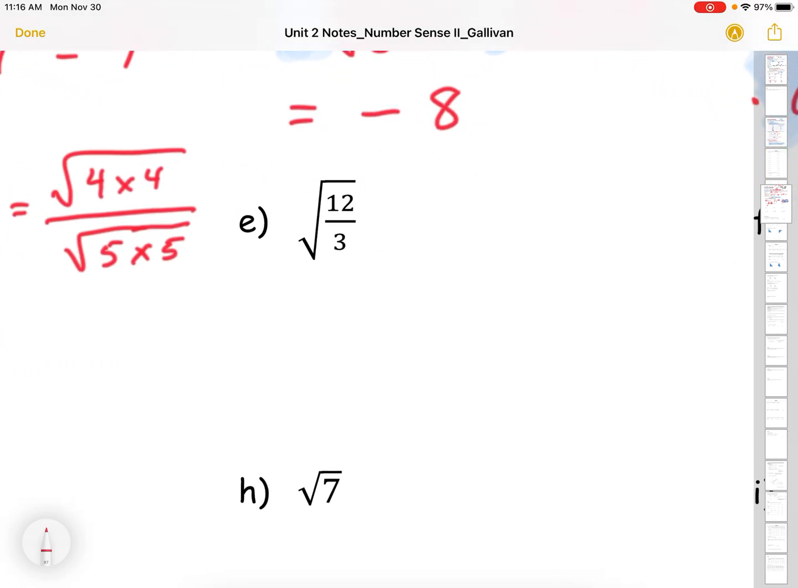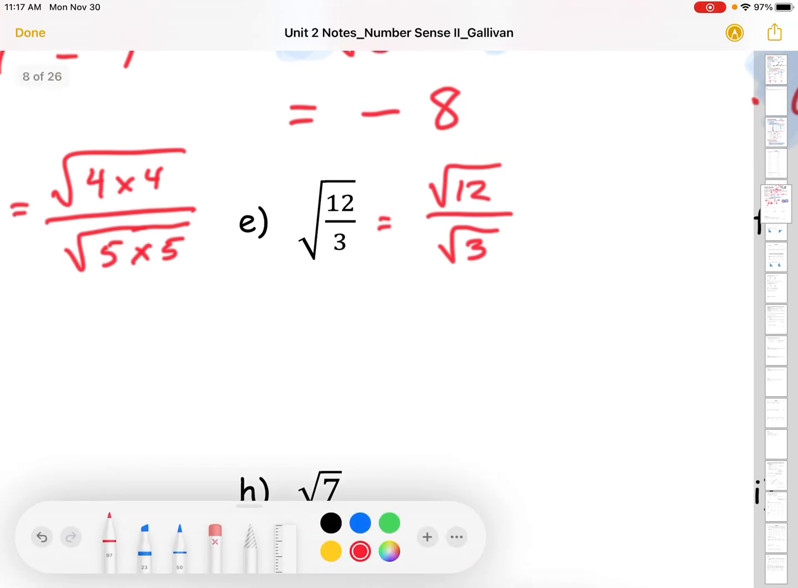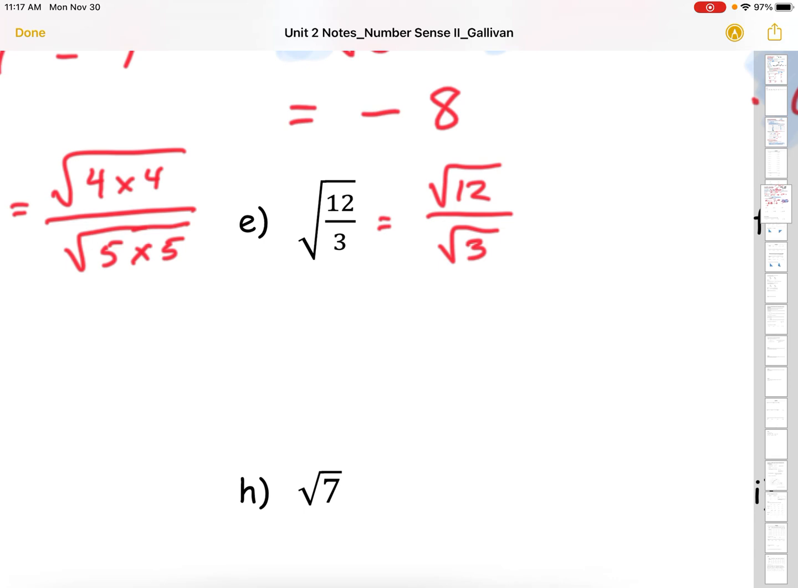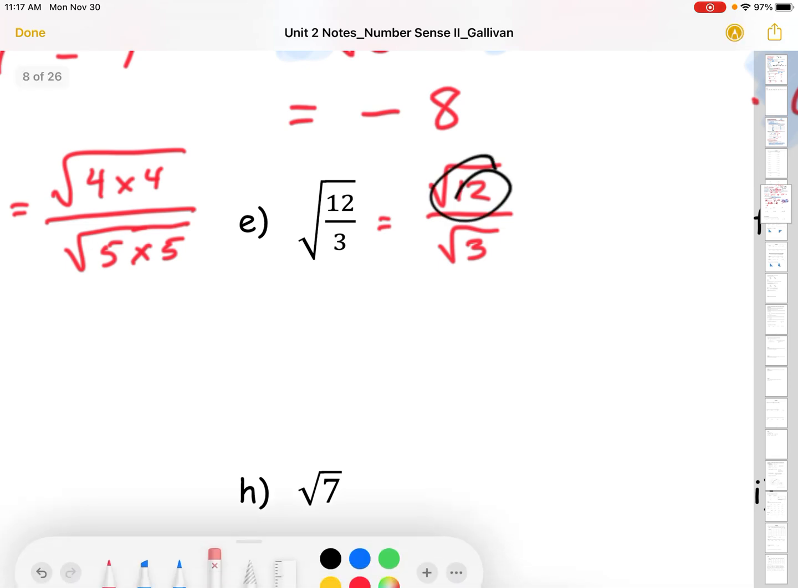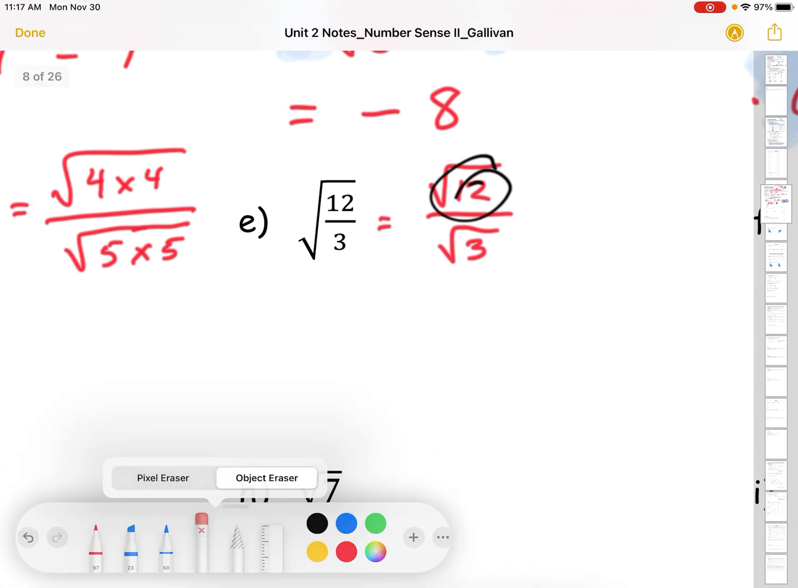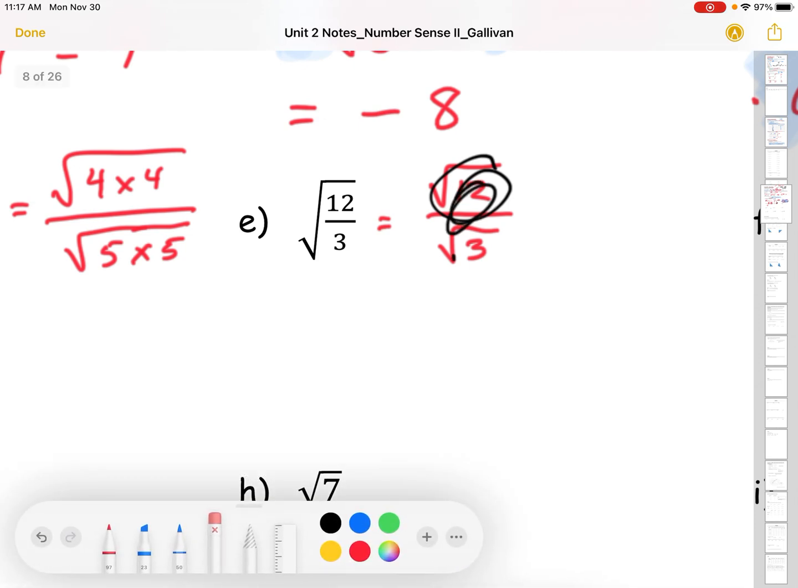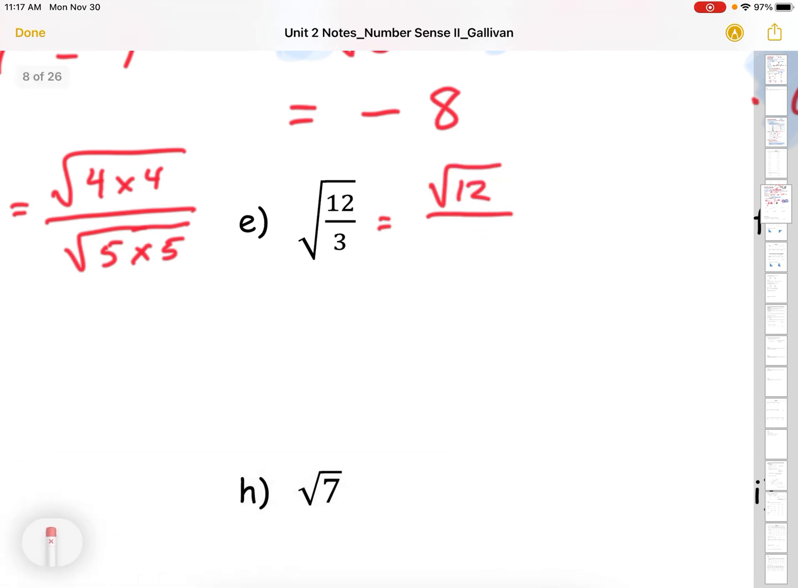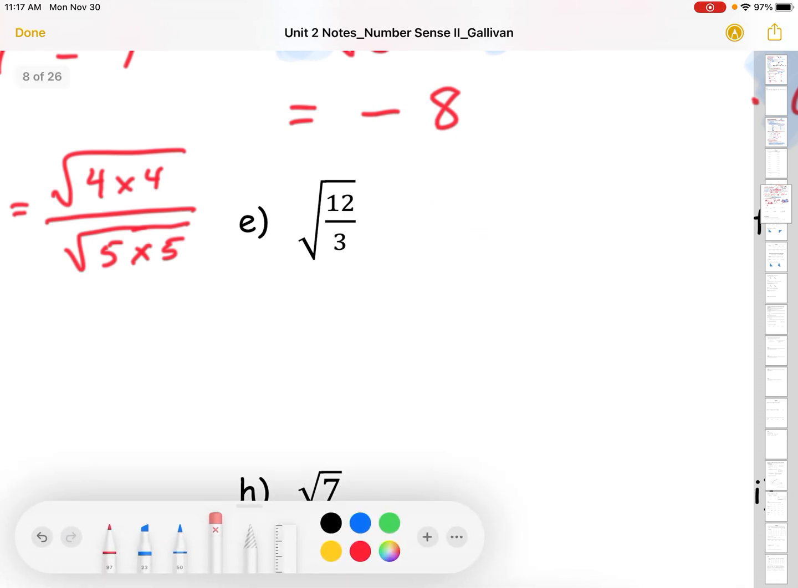Similarly, if I have something like this, this is the same as the square root of 12 over the square root of 3. Now, I can also reduce these. I'm going to actually reverse. Oops, I did the wrong thing with my pen. I want an eraser. Okay, this is what I want. My pen went on a little rampage there.